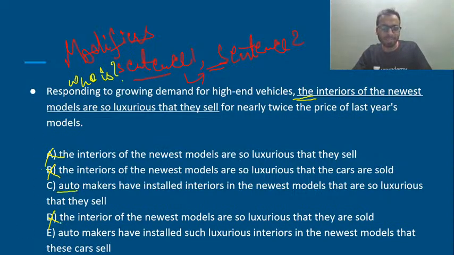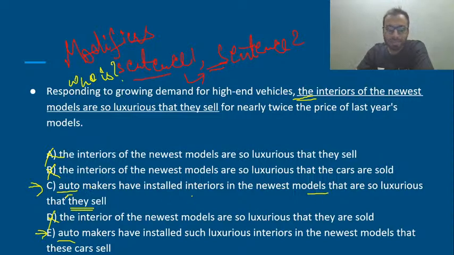We have automakers and automakers. So we are now between options C and E. Let's choose from between C and E. Let's look at C. Automakers have installed interiors in the newest models that are so luxurious that they sell. Now, what is this they referring to? Is they referring to interiors? Is they referring to automakers, or is they referring to newest models?